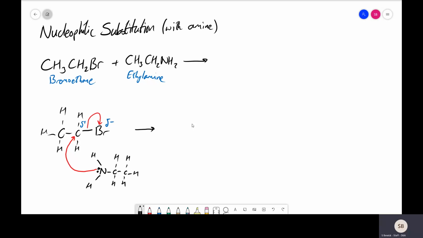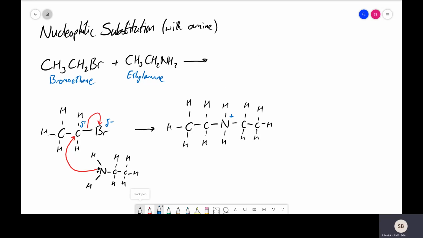So let's draw our product. The bromine has been replaced by the nitrogen. The nitrogen has two hydrogens coming off of it, and then a two long carbon chain. So this is now what we produced. But don't forget, there's a plus charge on that nitrogen. It's got too many bonds, so it's got a plus charge.